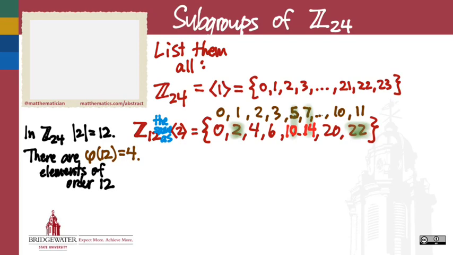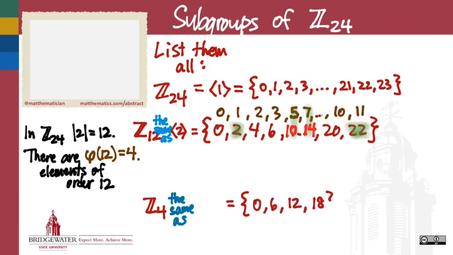Z4, so what you mean there is a subgroup having 4 elements in it, right? Something which is the same as Z4. What would be an example of something which would generate a 4-element subgroup? 6. 0, 6, 12, 18. Right? That would be, for example, the cyclic subgroup generated by 6. That's got 4 elements in it.